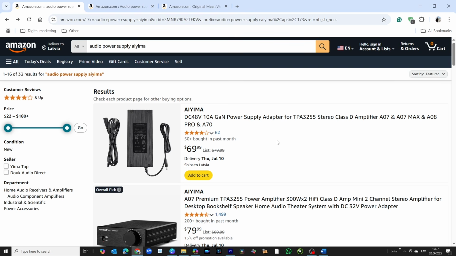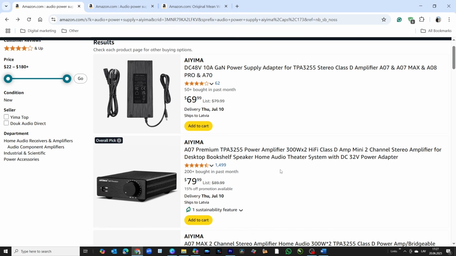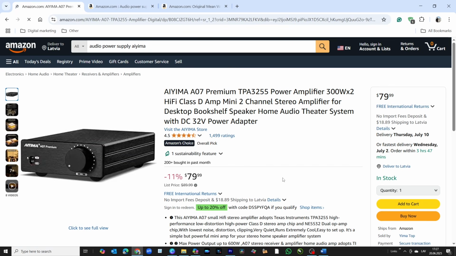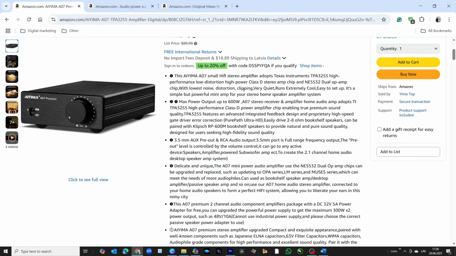Okay, and now, having all the theoretical background, let's look at one example and find out what marketing is saying and what this amplifier is really capable of. And here is a good amplifier for a very good price, in my opinion. And what they are saying: AIMA A07 premium, blah blah blah, 300 by 2 amplifier with DC 32 volt power adapter.